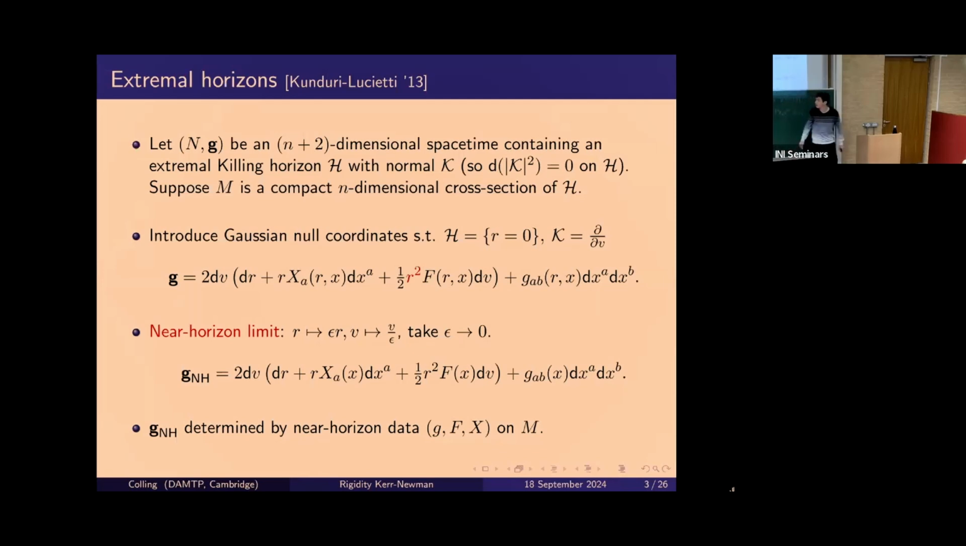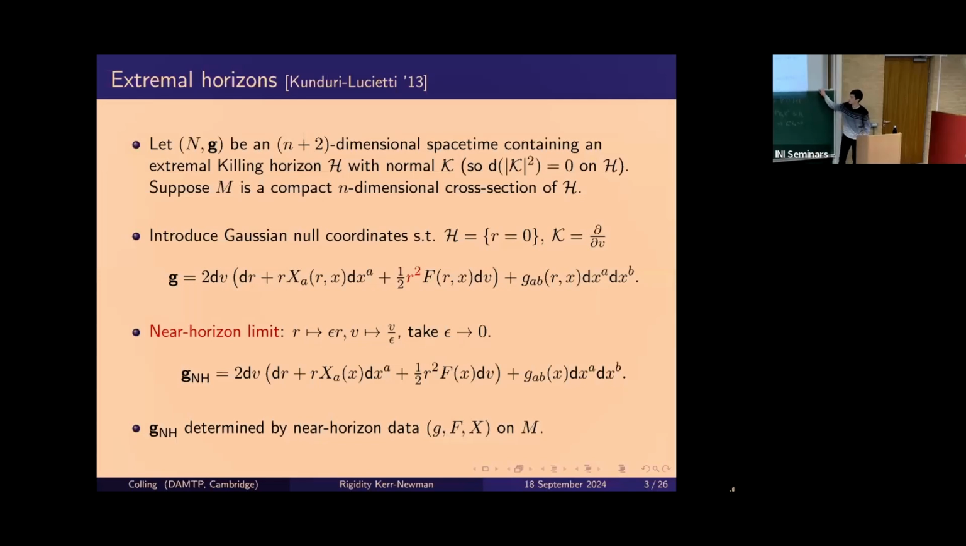So this X is somehow a natural thing that you can introduce in this context. And moreover, the extremality assumption means that when we take V to be K here, we'll get 0, because K^A nabla_A K_B is 0 on the horizon, because I can commute these indices by the Killing equations, and I'll get d of K squared. So this implies that K^A X_A is 0, which means that X has no dV component, which means that we can actually view X as a 1-form on M.